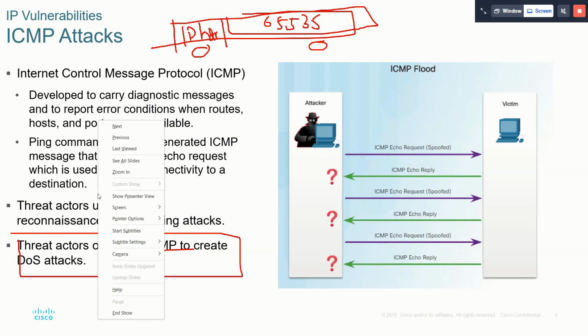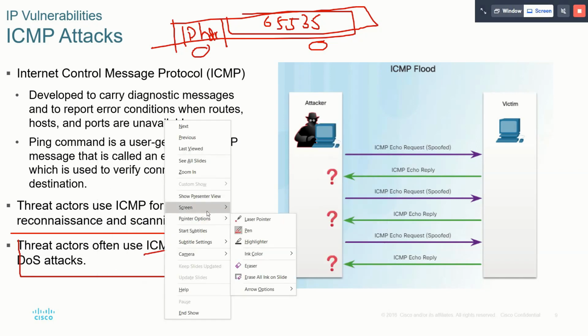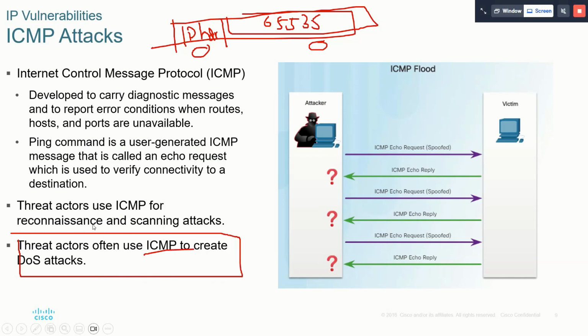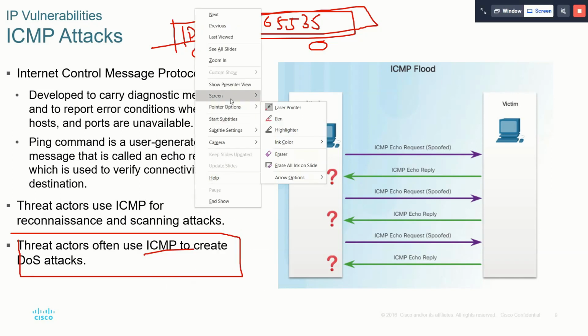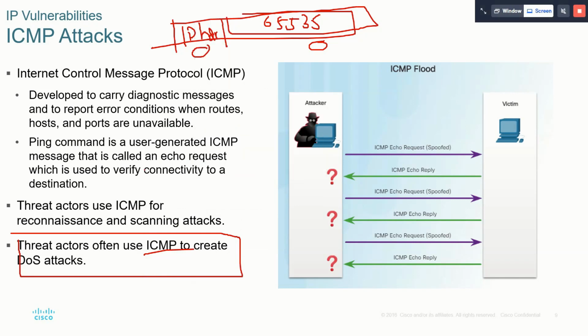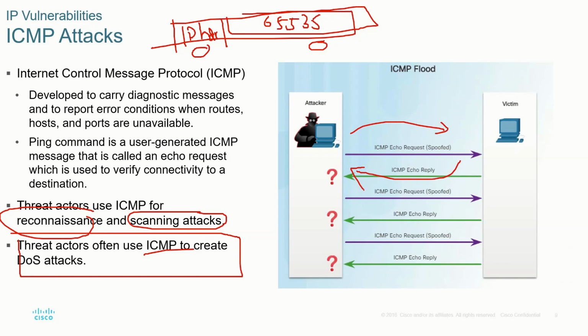And ICMP can be used for other purposes, like reconnaissance and attack scanning. So how they do it, they send a packet to a device and hope to get a response. Okay, the simplest way is if you send to a Windows machine, you get 4 responses.